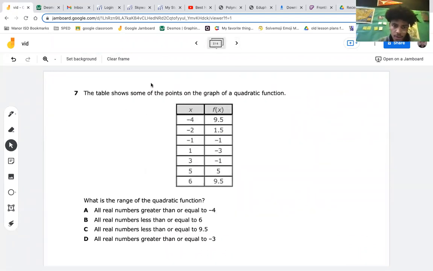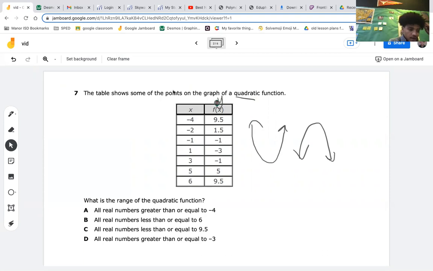7. This table shows some points on the graph of a quadratic function. First key word here, quadratic. It tells you what is going to be the shape of this graph. It's quadratic. It's going to be that parabola, the U shape. So either one that goes up like this or one that opens down the opposite direction. So based on the numbers, look at it. The left is x, the right is basically y, f of x. This basically means y. And this is telling you how much it goes up and down. It starts at 9.5, goes to -1, and then -3, then -1, 5, 9.5.